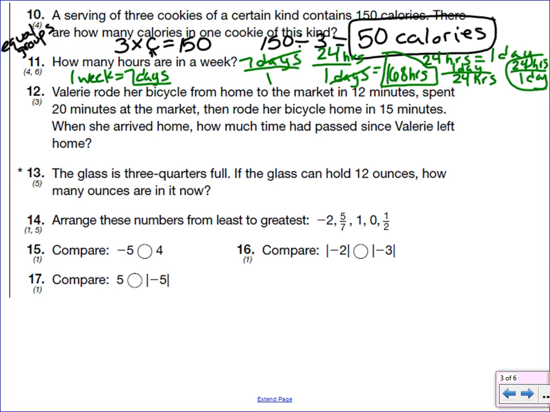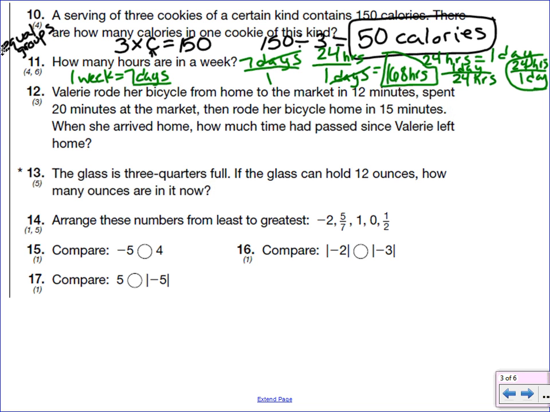So 168 hours are in 1 week. Valerie rode her bicycle from home to the market in 12 minutes, spent 20 minutes at the market, then rode her bicycle home in 15 minutes. When she arrived home, how much time had passed since Valerie left home?